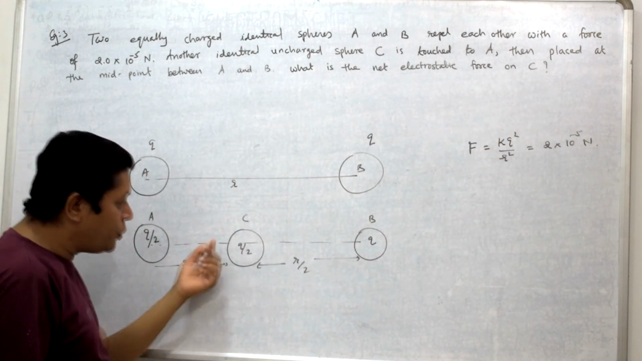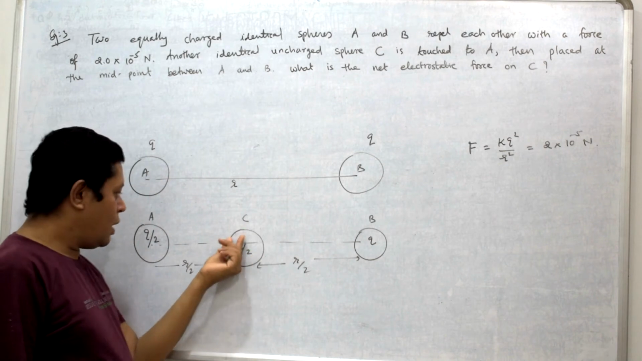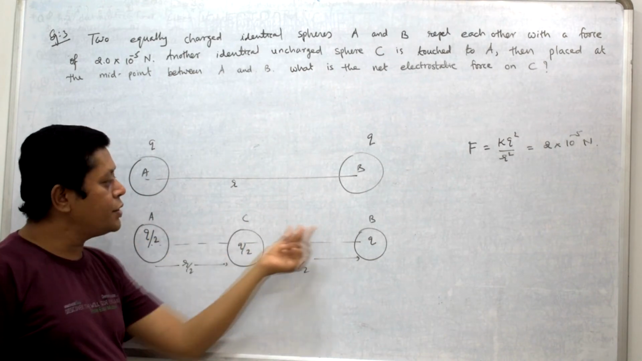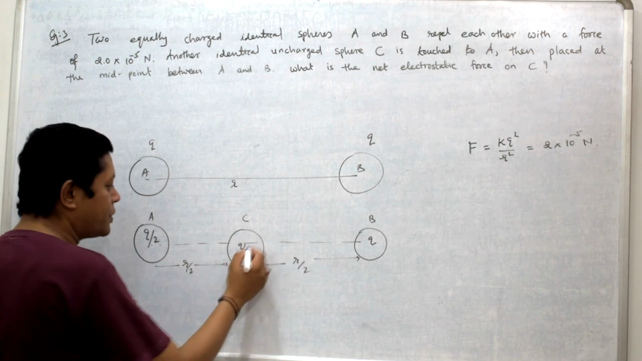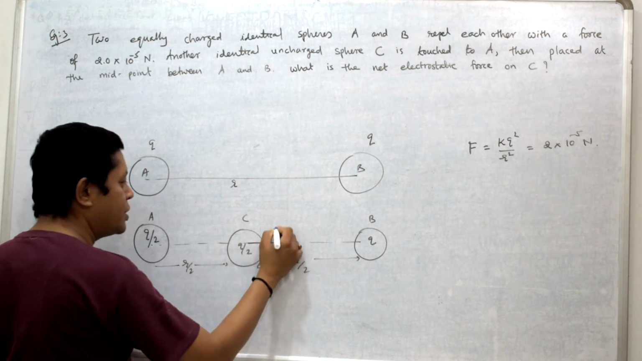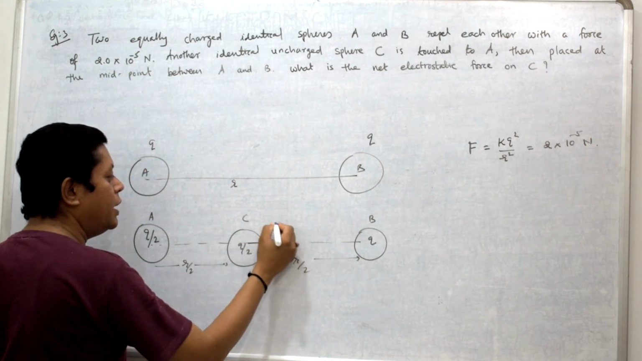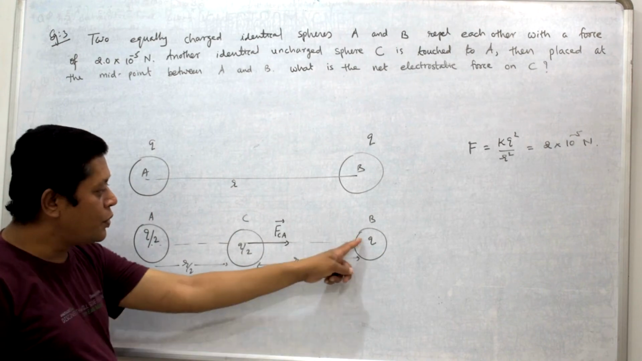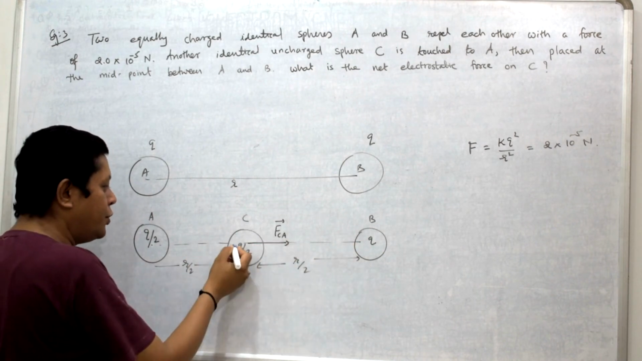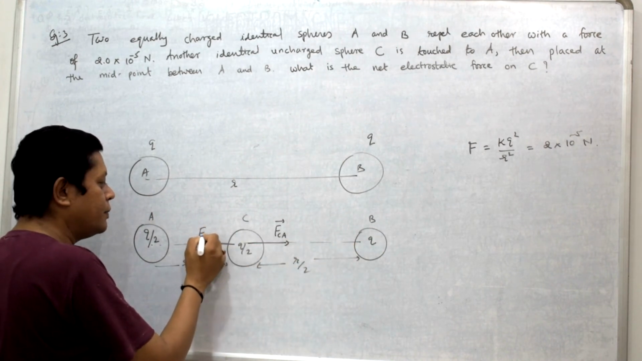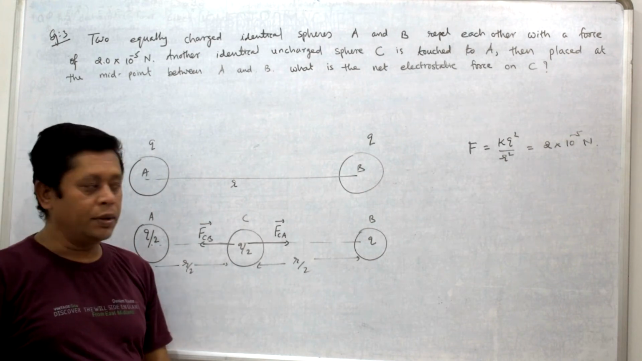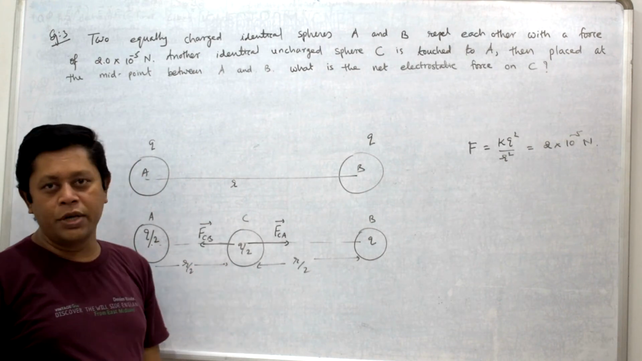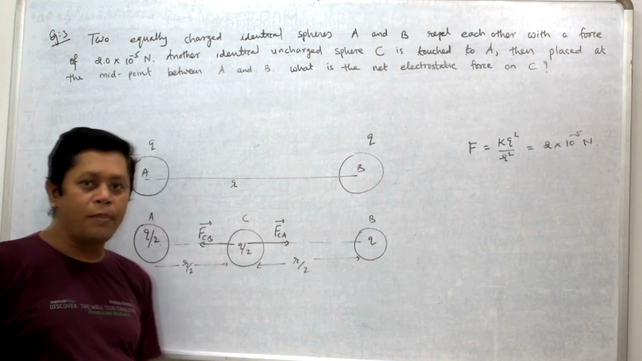First of all, how many forces will act on C? One is due to A, another is due to B. Both the forces are repulsive. So this is the direction of the force acting on C due to A, and this is the direction of the force on C due to B. Both forces are in opposite directions, so the resultant force will be the difference of their magnitudes.